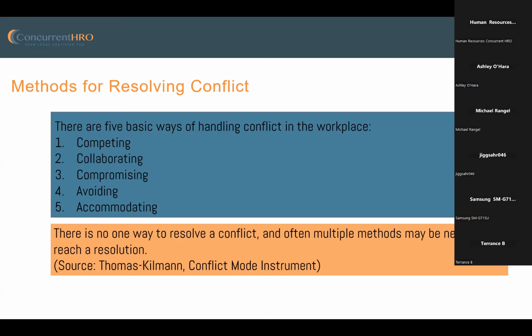All right. Methods for resolving conflict. There are 5 basic ways of handling conflict in the workplace. All right. Competing, collaborating, compromising, avoiding, and accommodating. There's no one way to resolve a conflict, and often multiple methods may be needed to reach a resolution. All right. So we may be using 1 and 3 here, or 2 and 4, or something like that. So let's talk about those.